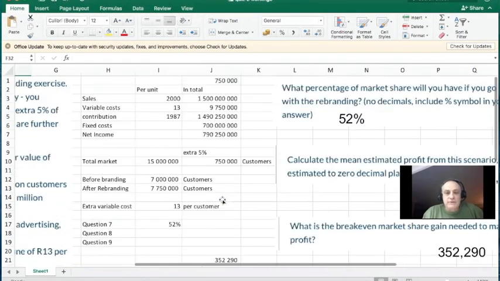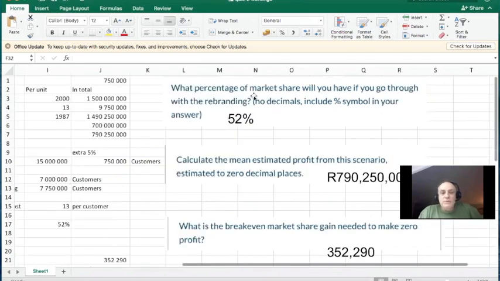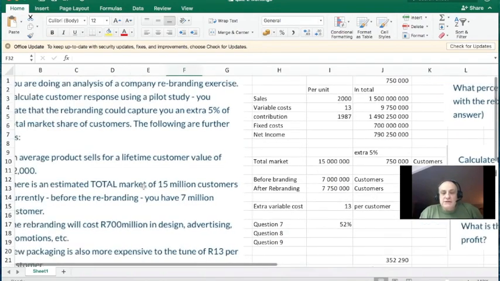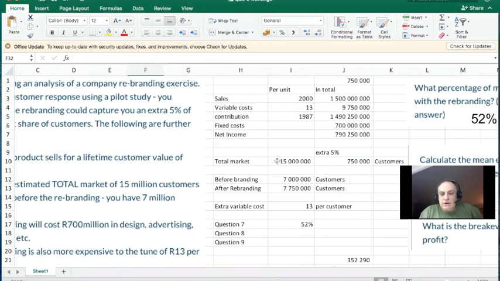And I'm going to go to the Excel spreadsheet for this so we can have a look at what we've done. So the question was, what percentage of market share will you have if you go through the rebranding?